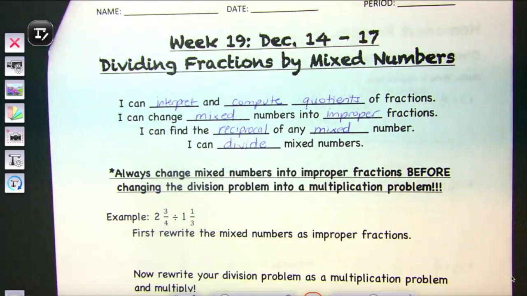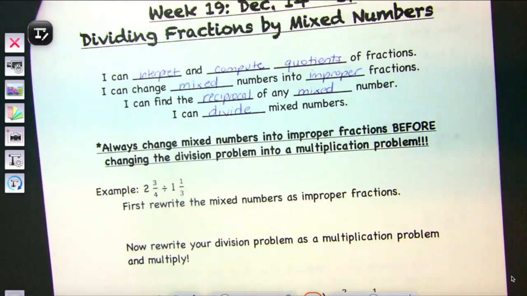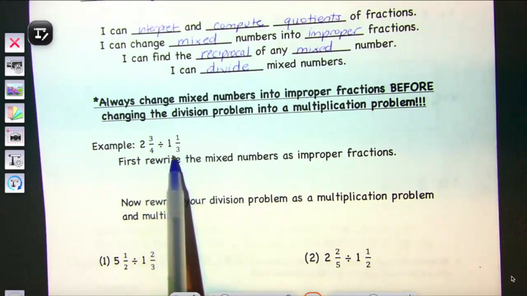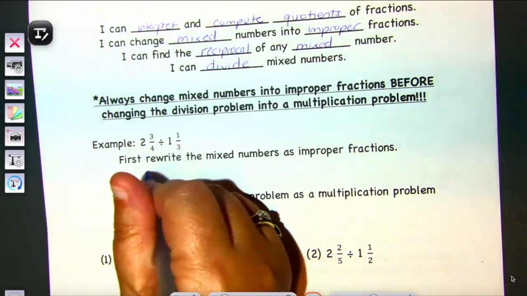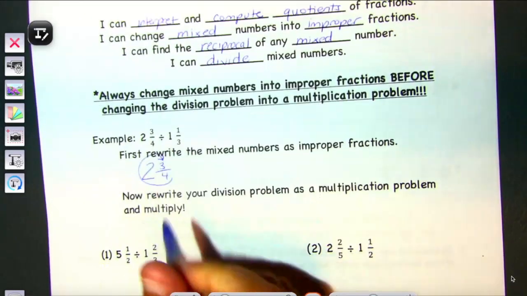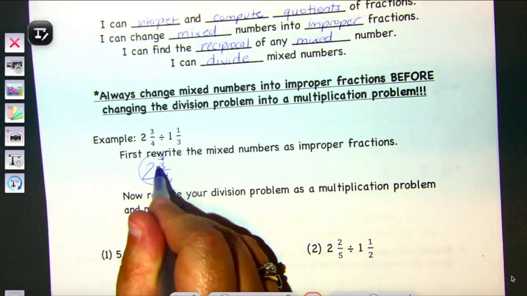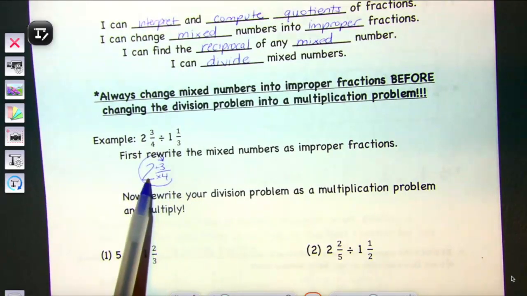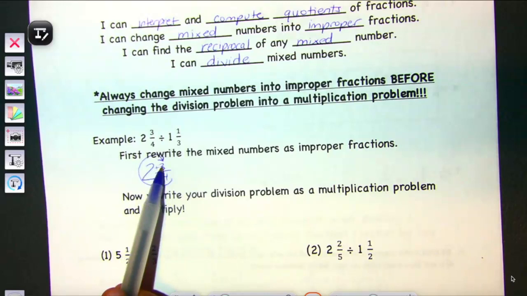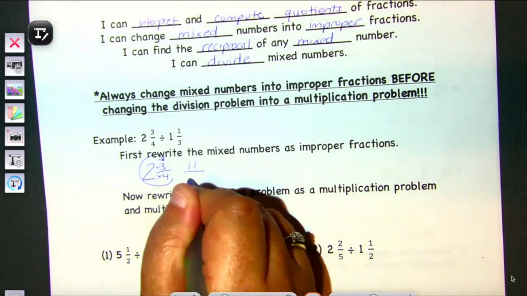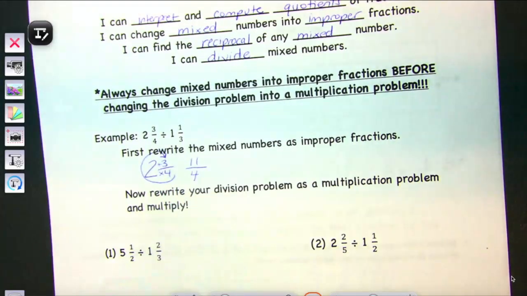So let's look at this first one. First, rewrite the mixed numbers as improper fractions. So we've got 2 3/4 divided by 1 1/3. If you remember to change them, we do this little circle-y thing where we multiply and then add. So for 2 3/4, we would do 4 times 2, which is 8, plus 3, so 8 plus 3, 9, 10, 11. So it'd be 11, and we keep the same bottom number, which is 4.